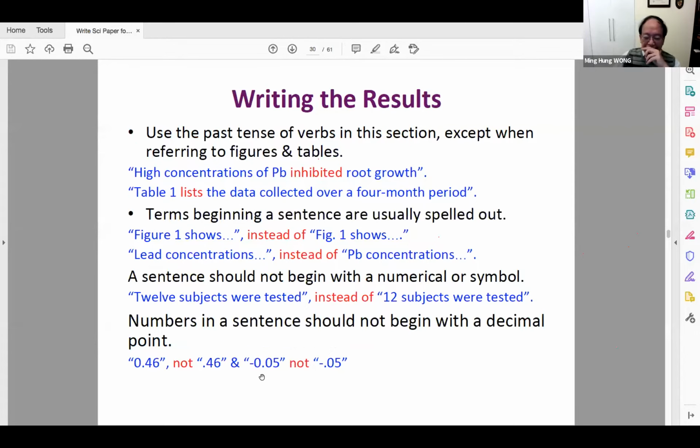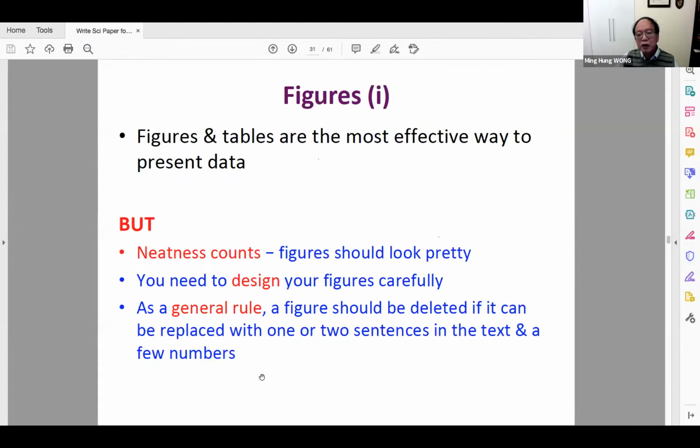Writing the results, I'm not going to go through this. I'll skip some of the slides because of the interest of time.